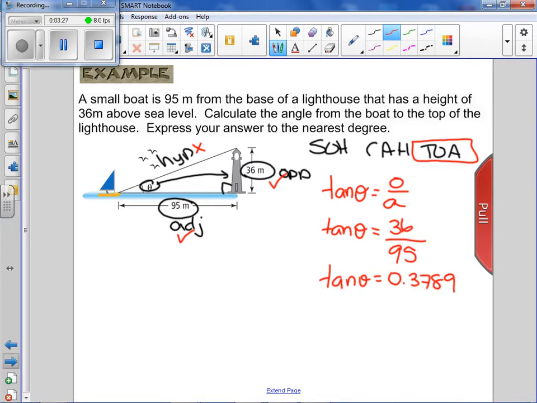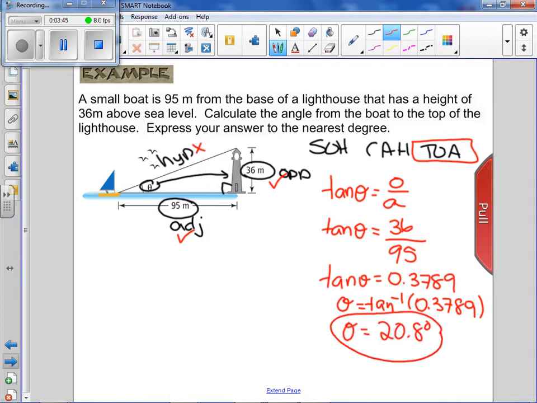Now to find the angle, I'm doing that inverse of tan, second or shift of 0.3789. And I get an answer, if I round, 20.8 degrees. It says to the nearest degree, so I would round that up to 21 degrees.